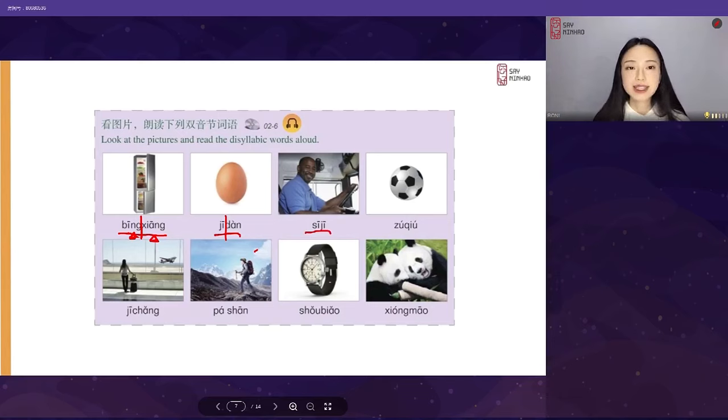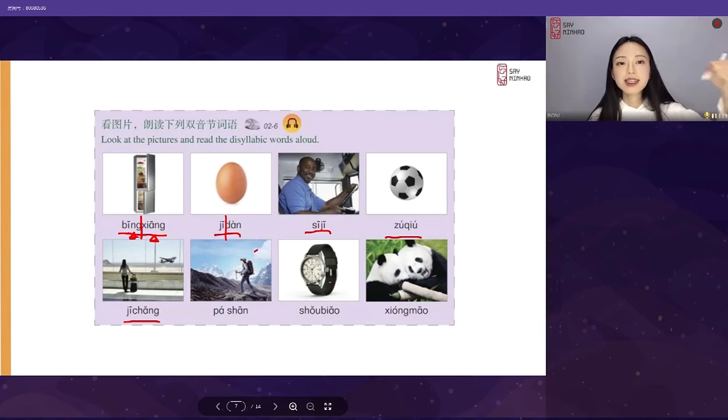Next one, the driver. Driver is siji, siji. Next one is the football. Football is zuqiu, zuqiu. Read after me, please. Zuqiu. Okay, next one is the airport.